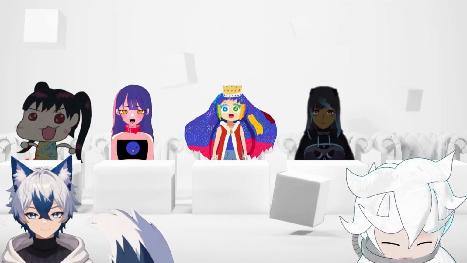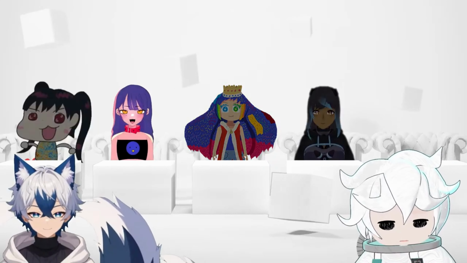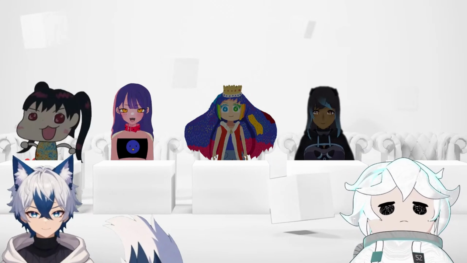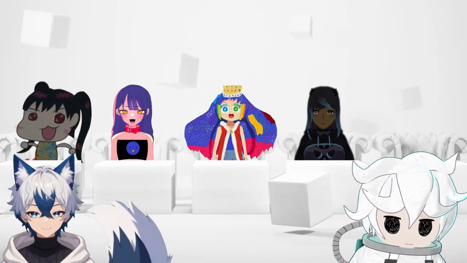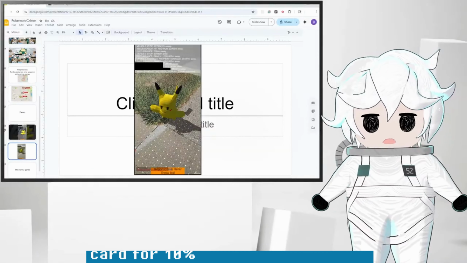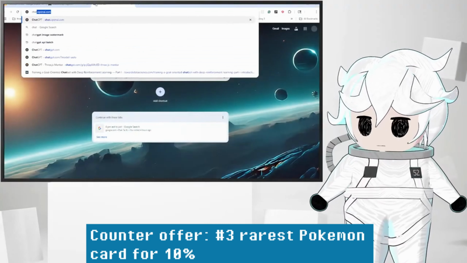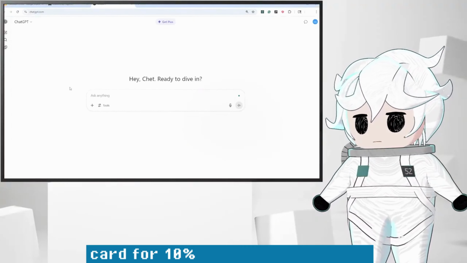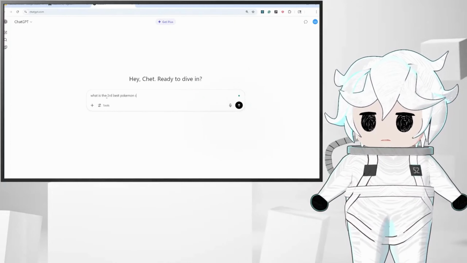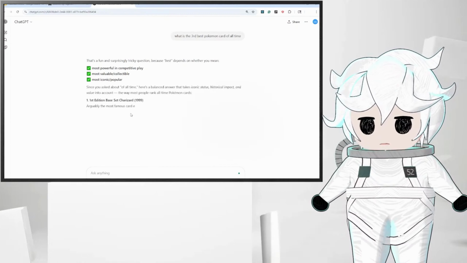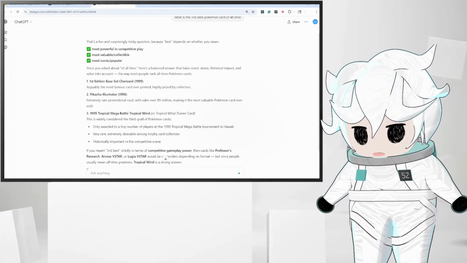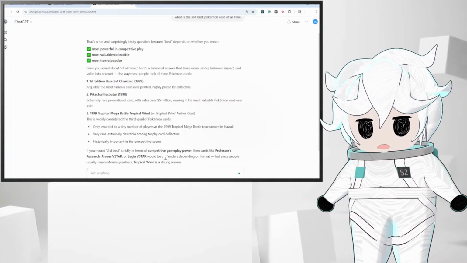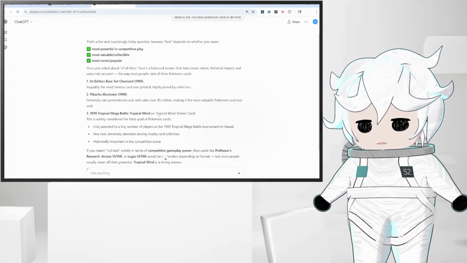I have a new offer for you. If you look up rarest Pokemon cards in history, whatever is number 3 on the list is what I will offer you. Number 3. That's totally the reason, not because it's my favorite number. Third best Pokemon card of all time. According to ChatGPT, it's the first edition base set Charizard. No. Let's go with number 1 instead of 3.